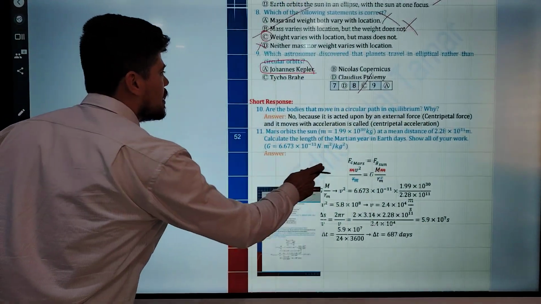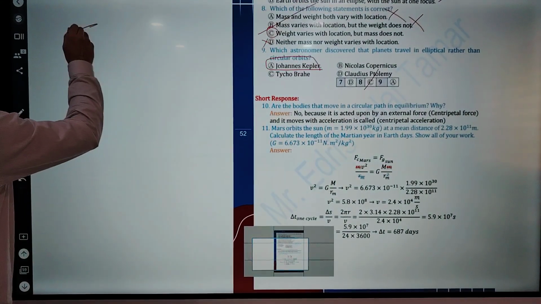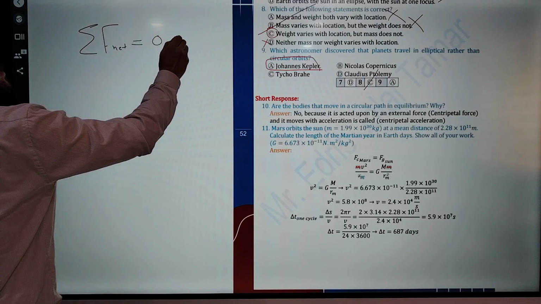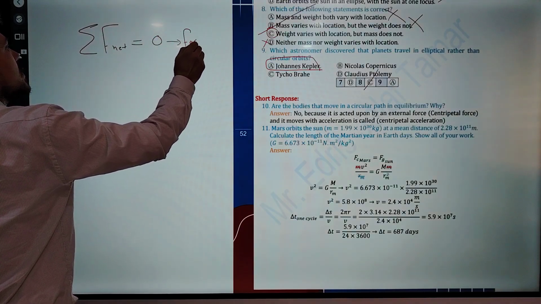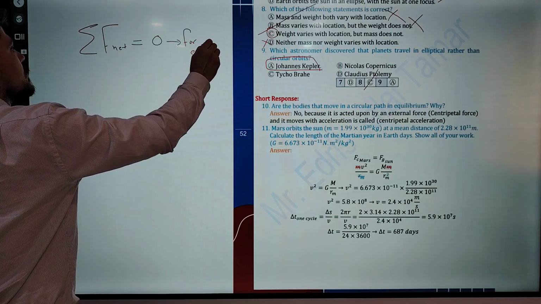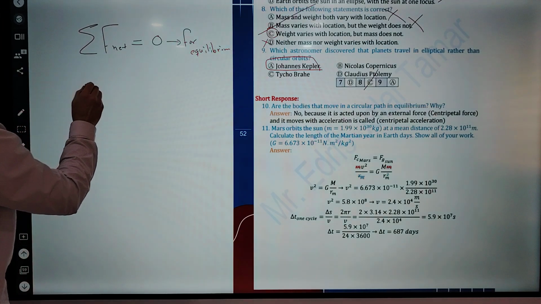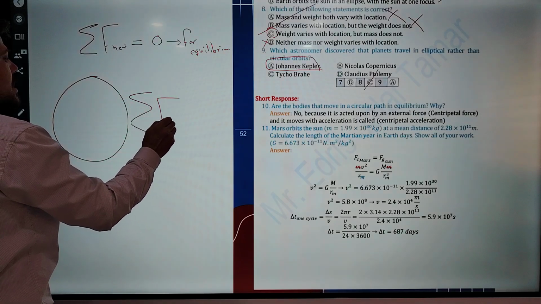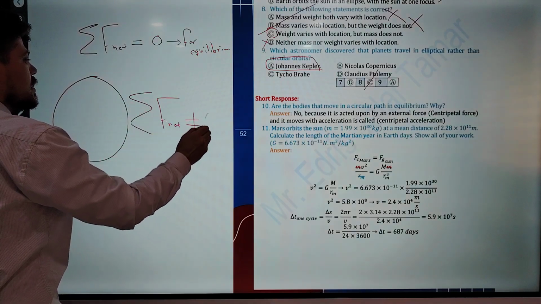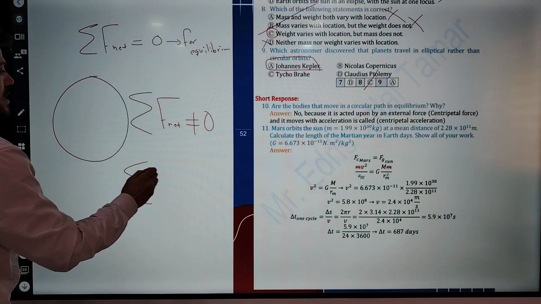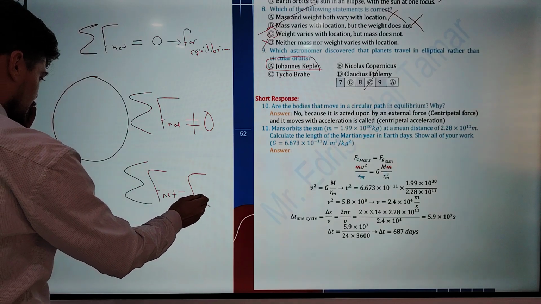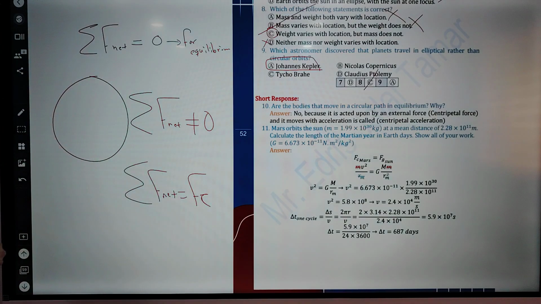Are bodies that move in a circular path in equilibrium? No, because when we talk about equilibrium, net force must be zero, for translational equilibrium. But in a circular motion, net force can never equal zero. Why? Because for circular motion, the net force is equal to Fc, even if the object is moving at constant speed.